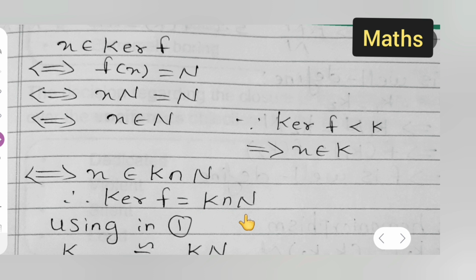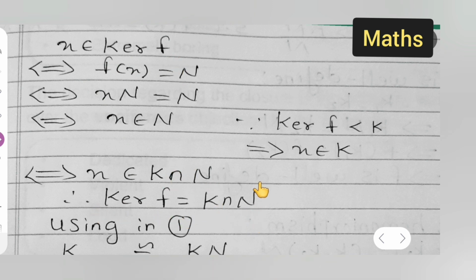Now this is because kernel of f is a subset of K intersection N. Now we write x belongs to K intersection N. Now what is x belongs to K? Now x belongs to here kernel of f. So kernel of f is equal to this K intersection N.